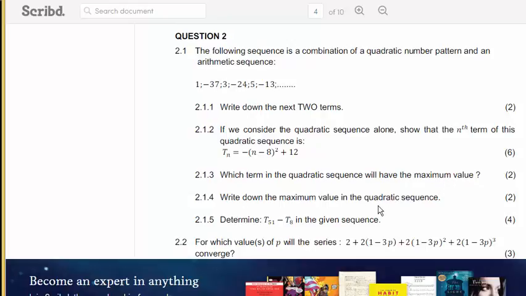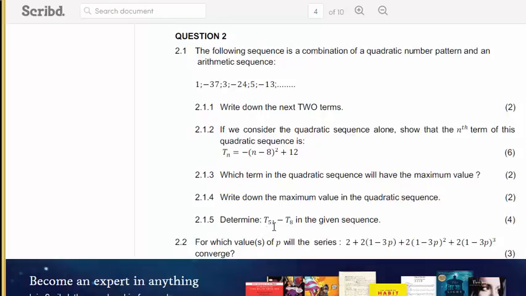Okay, write down the maximum value in the quadratic sequence. So which term is the maximum value? Term 8. Because at n equal to 8, that's when I have a turning point. What is the maximum value of the quadratic sequence? 12. And that was 4 free marks. Determine term 52 minus term 8 in the given sequence. So be very careful. The given sequence is that sequence. That's not the quadratic sequence.